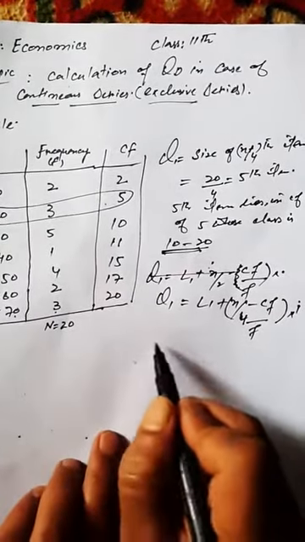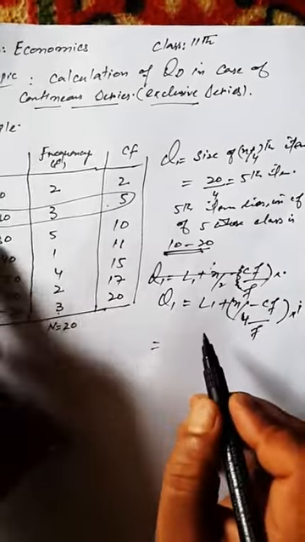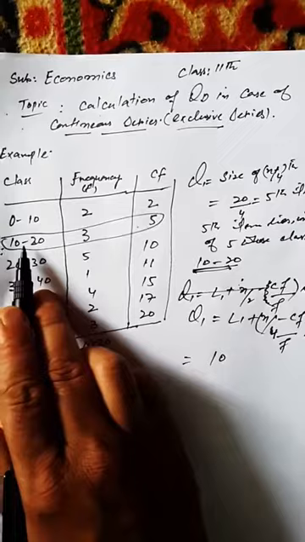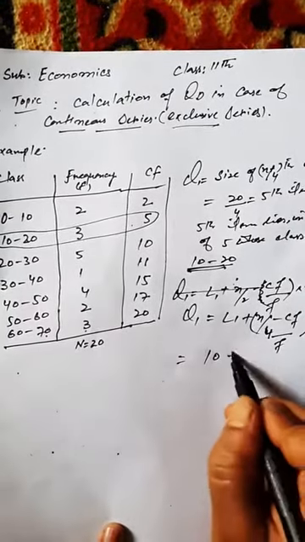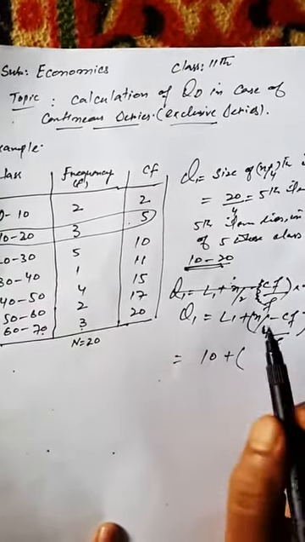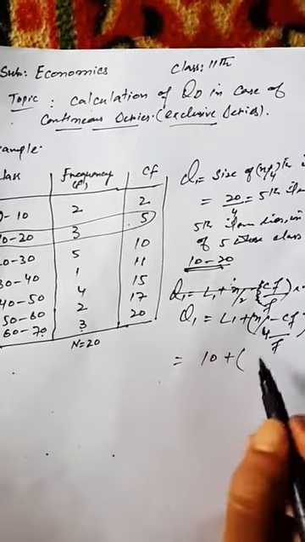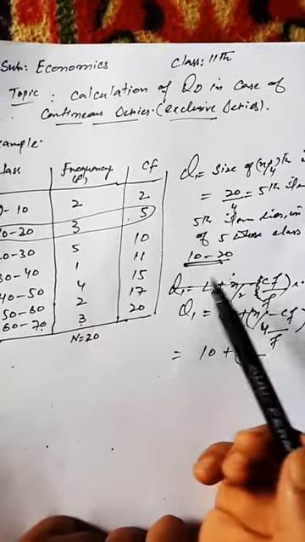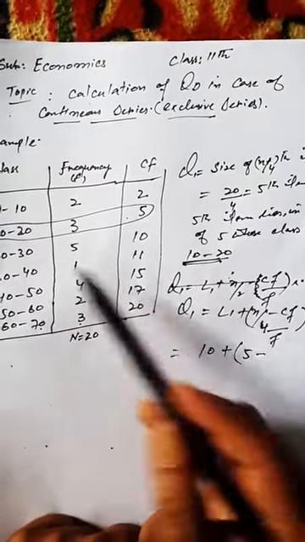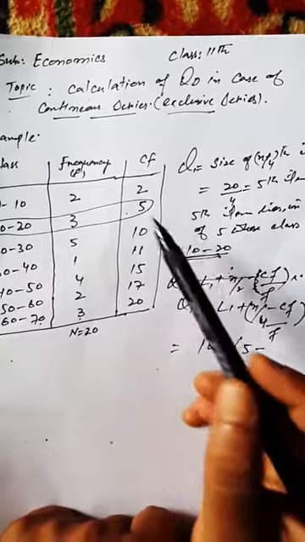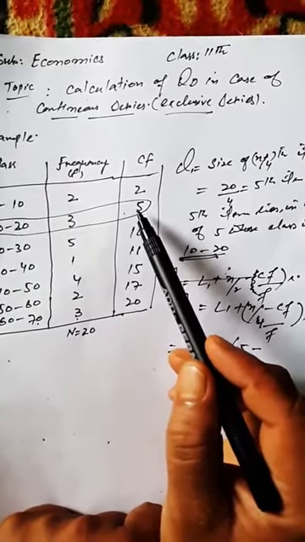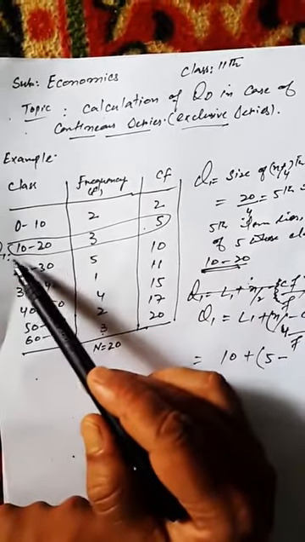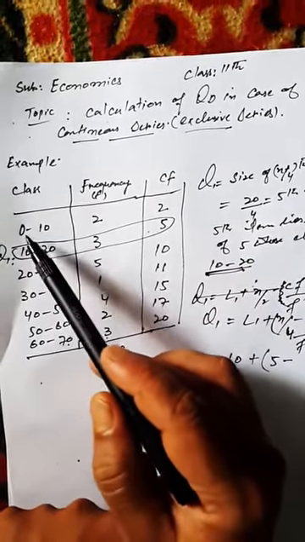So here Q1 is L1. L1 is the lower limit of the class where our Q1 group lies, that is 10. So plus n by 4. N by 4: n is the number, that's 20 divided by 4 is equal to 5, minus Cf, which is the cumulative frequency of the class preceding the median class. This is the quartile group Q1 class. So that means we have to write the cumulative frequency of the group that comes before our quartile group. Our quartile group is 10 to 20, before it is 0 to 10.